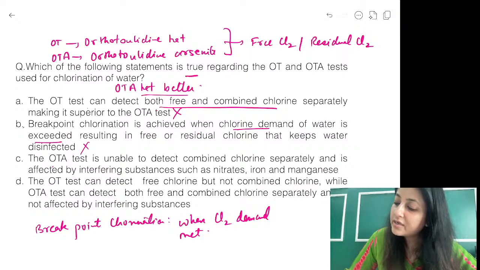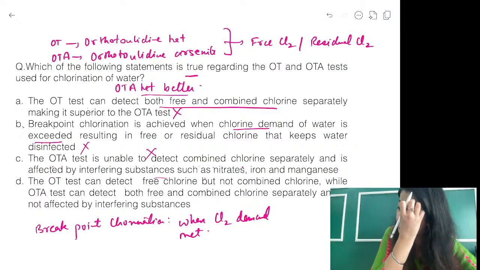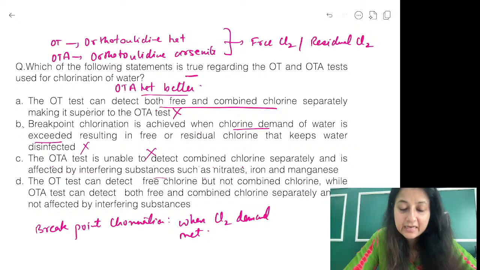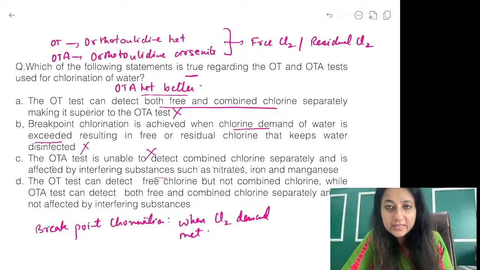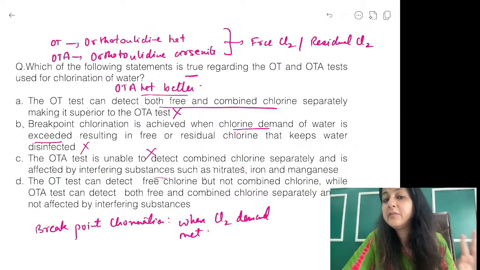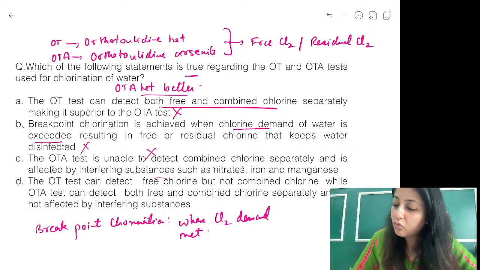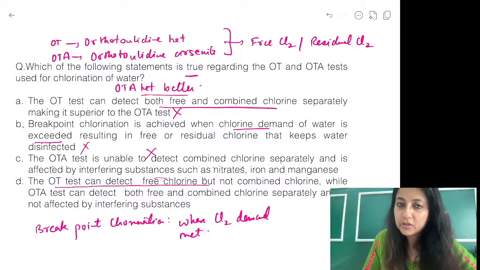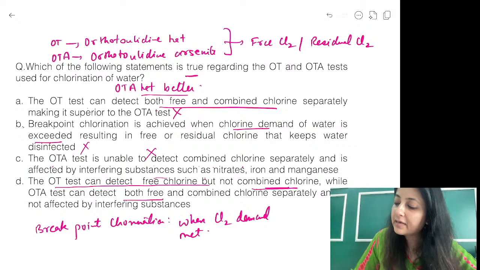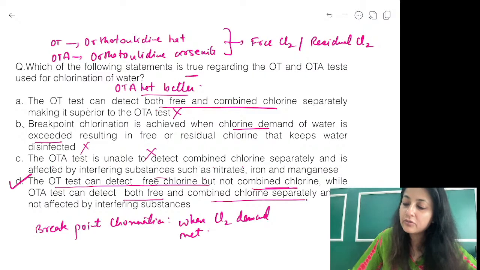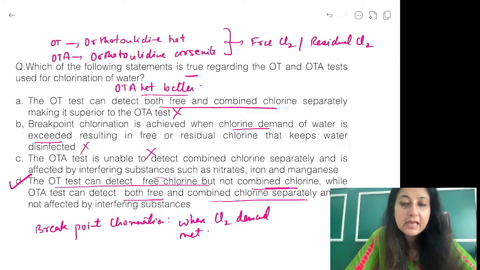Going to the next one. OTA test is unable to detect combined chlorine separately and is affected by interfering substances. Again, this is wrong. OTA test can detect combined chlorine, free chlorine separately, and it is not affected by interfering substances. Okay? So obviously, look at option D. The OT test can detect free chlorine separately, yes, but not combined chlorine. It can detect combined chlorine but not separately, while OTA test can detect both free and combined chlorine separately. So what is the correct answer? Option D. Am I clear?